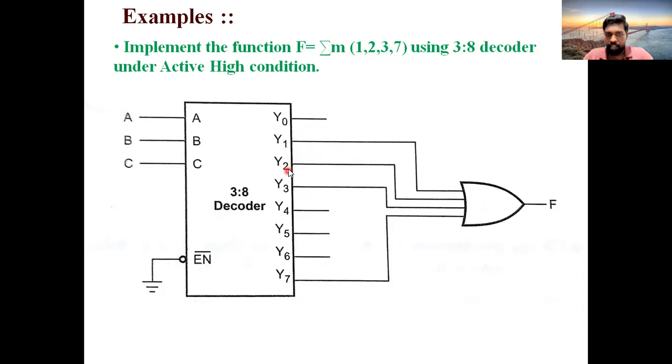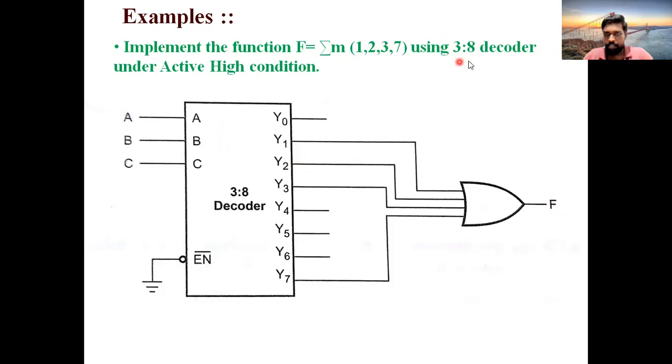So y1, y2, y3, y7, all the four should be connected to an OR gate. Why an OR gate? As per the active high condition, SOP should be linked with an OR gate. So connect it like this, it is F. Simple, very simple. The framing of the diagram is the only important thing.